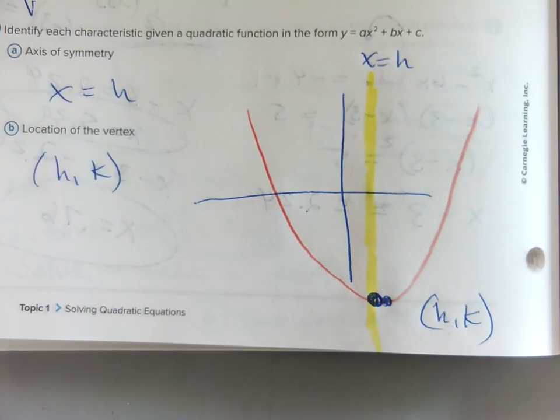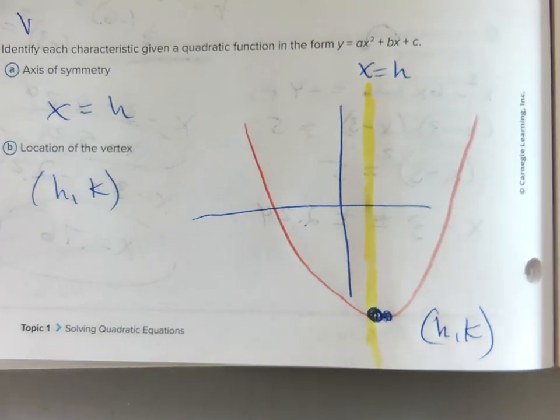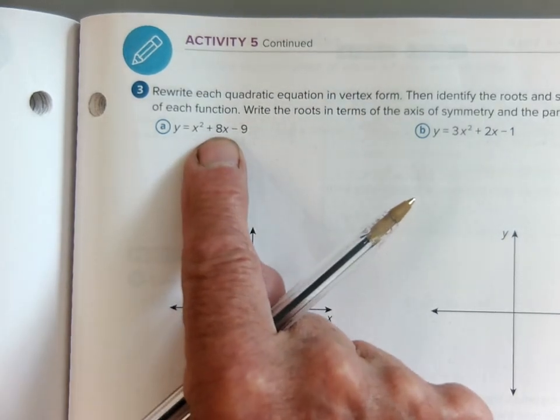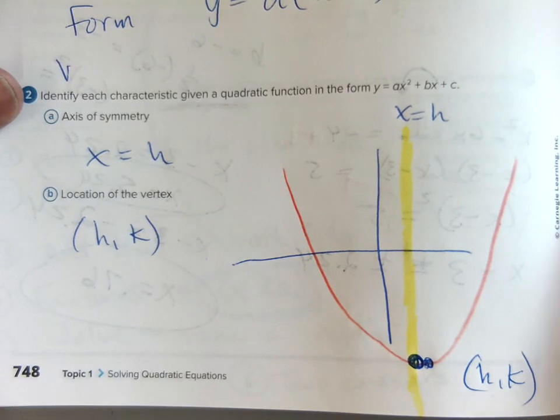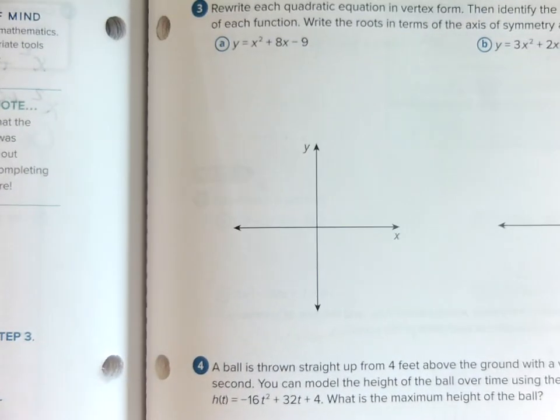Now what we want to do is take that knowledge and change what we have in regular form into vertex form. If you didn't get this written down, you can always ask the substitute to pause it. Let's move across. So here is what I have.